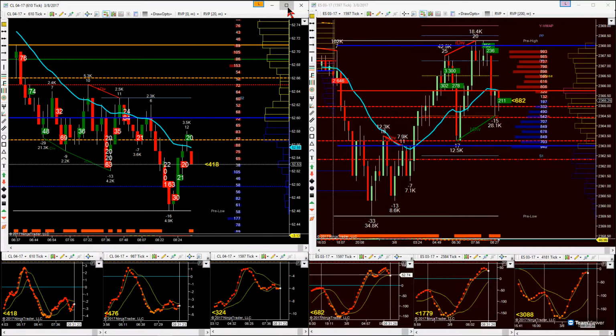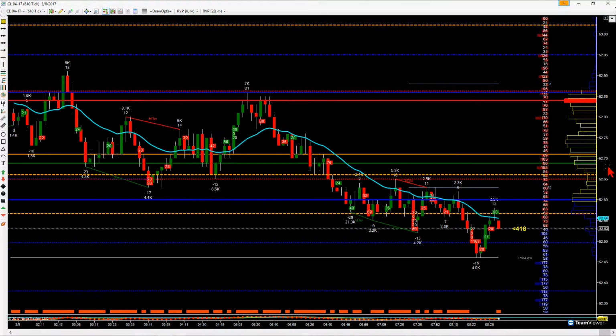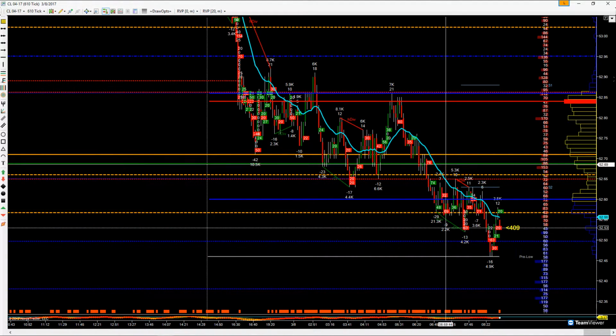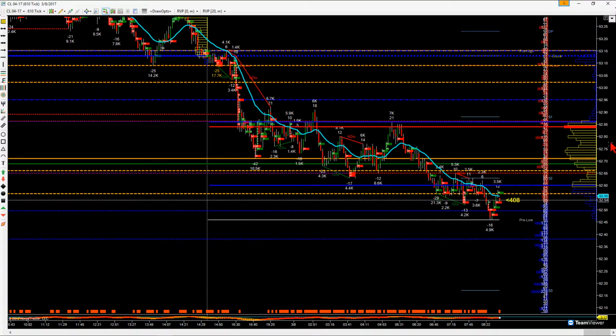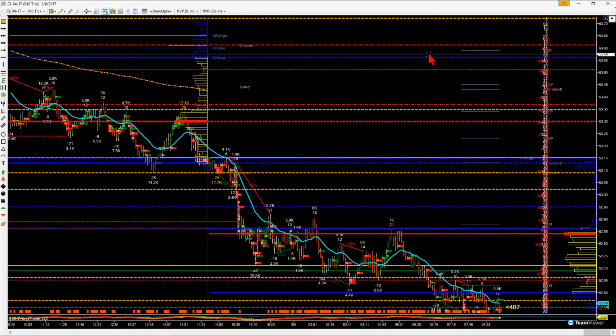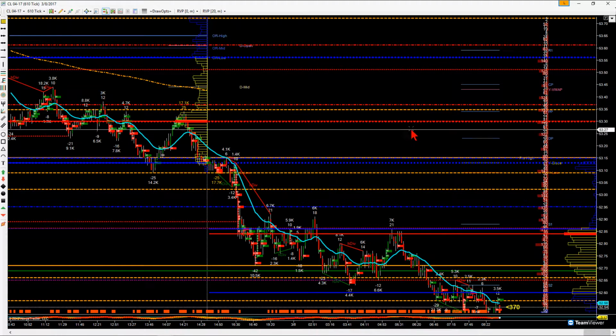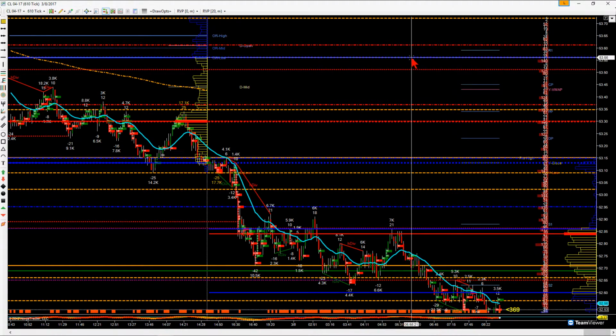We moved the levels over last night. Value area high, value area low, and VPOC have been adjusted already so that they coincide with yesterday's value area high, value area low, and VPOC. Okay: value area low, VPOC, value area high.